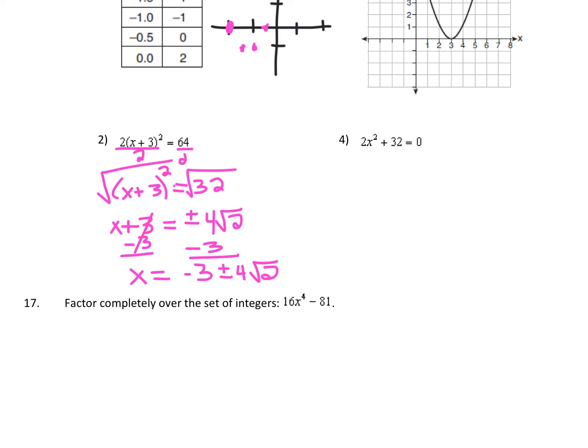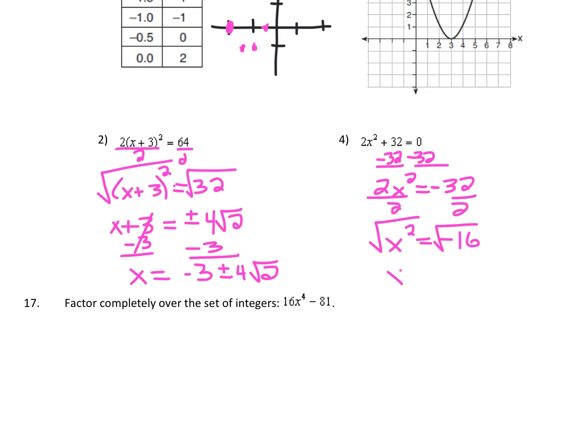To solve this, you could start a couple different ways. I'm going to subtract 32 from both sides of the equation, leaving me with 2x squared equals negative 32. Then I'll divide by 2 to get x squared by itself, leaving x squared equals negative 16. When we take the square root, x equals plus or minus the square root of negative 16. Remember, if you have a negative under the radical, we're going to have an i in our answer. The square root of 16 is 4, and the square root of negative 1 is i, so this is plus or minus 4i. This is the one with the imaginary solutions. Choice 4 is our answer.